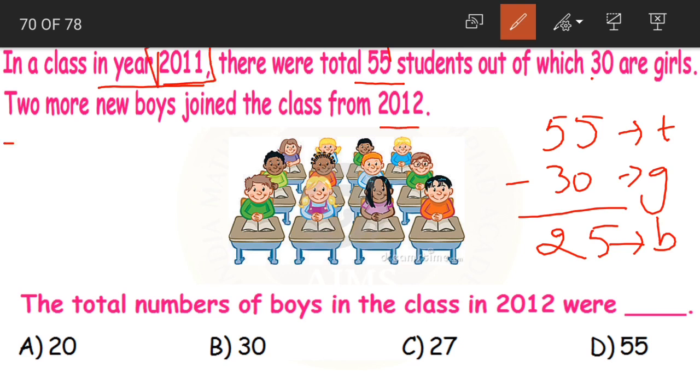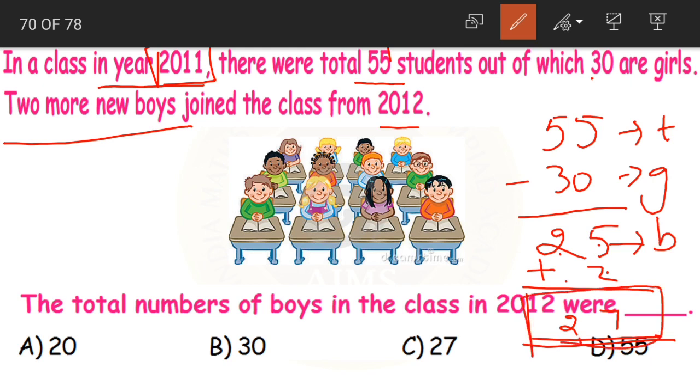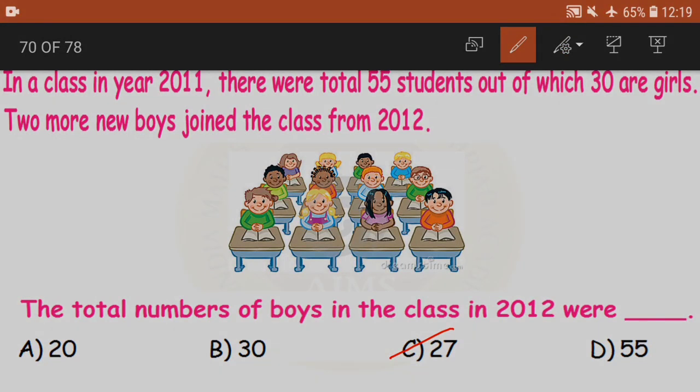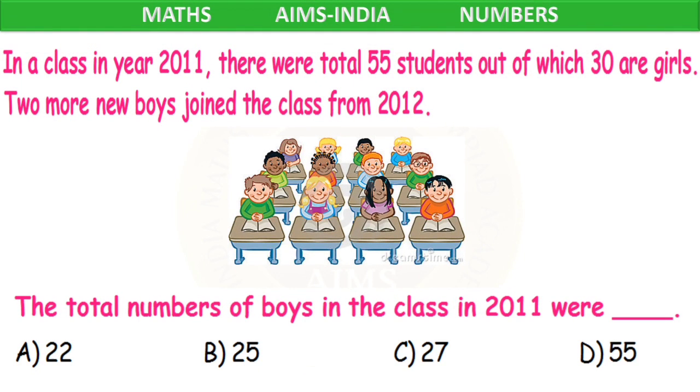Now what happened in 2012? 2 new boys joined. So we need to add 2. Adding 25 plus 2, 27 is our final answer. What is this? This is the total number of boys in the class in 2012. Option C will be our correct answer. Okay, children? 27 is our correct answer.